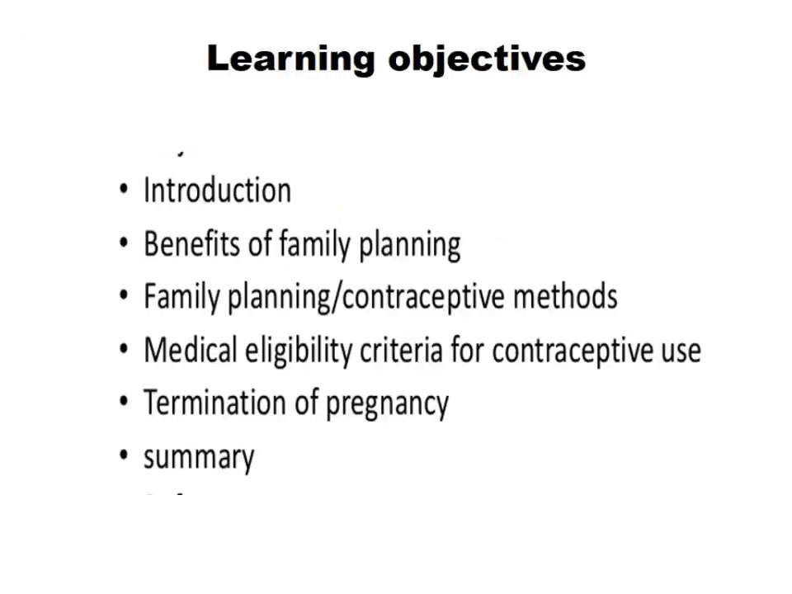So to start with, the learning objectives are: one is introduction. Why we need family planning, why we need contraception, what are the benefits of family planning, what are the methods of family planning. Then there are certain eligibility criteria for contraceptive use, termination of pregnancy, and we can summarize the whole thing.